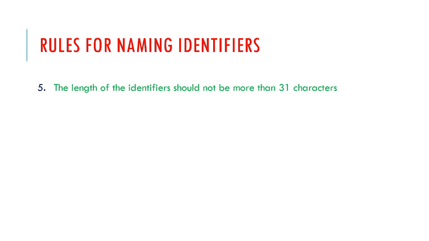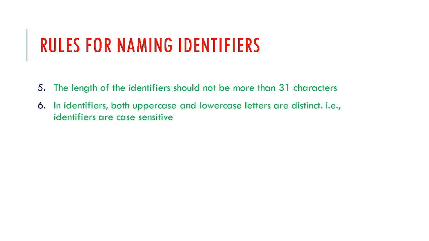Next rule is that the length of the identifiers should not be more than 31 characters. Next is identifiers are case sensitive. What do I mean by that? Suppose I declare two variables, int index in small letters and int index in capital letters. These two are two different identifiers because C is a case sensitive language.